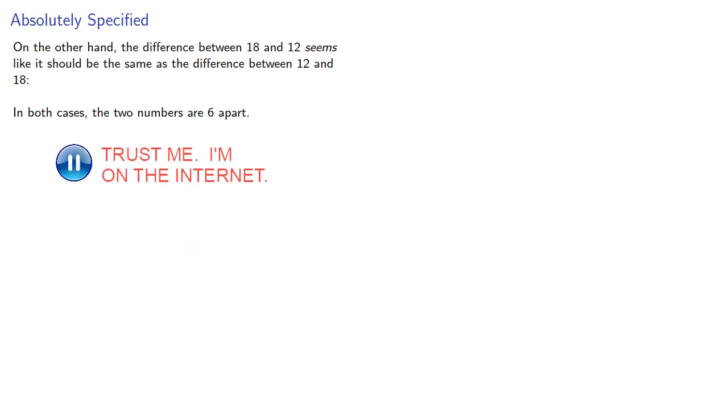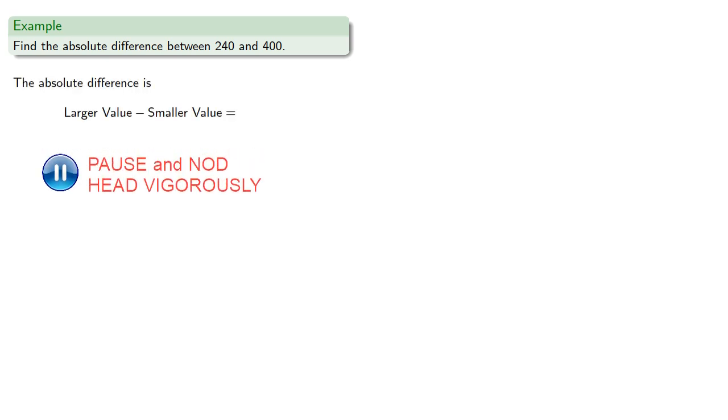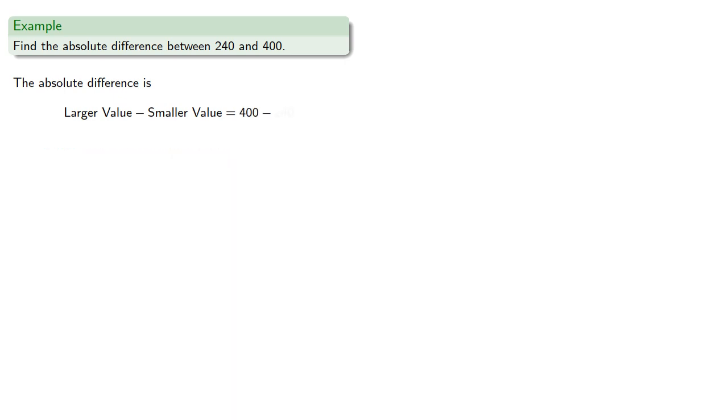On the other hand, the difference between 18 and 12 seems like it should be the same as the difference between 12 and 18. In both cases, the two numbers are 6 apart. To avoid ambiguity, we can talk about the absolute difference, which is always the larger value minus the smaller value. So we can talk about the absolute difference between 240 and 400, which is larger minus smaller. So the larger value is 400, and the smaller value is 240, and so that difference is 160.